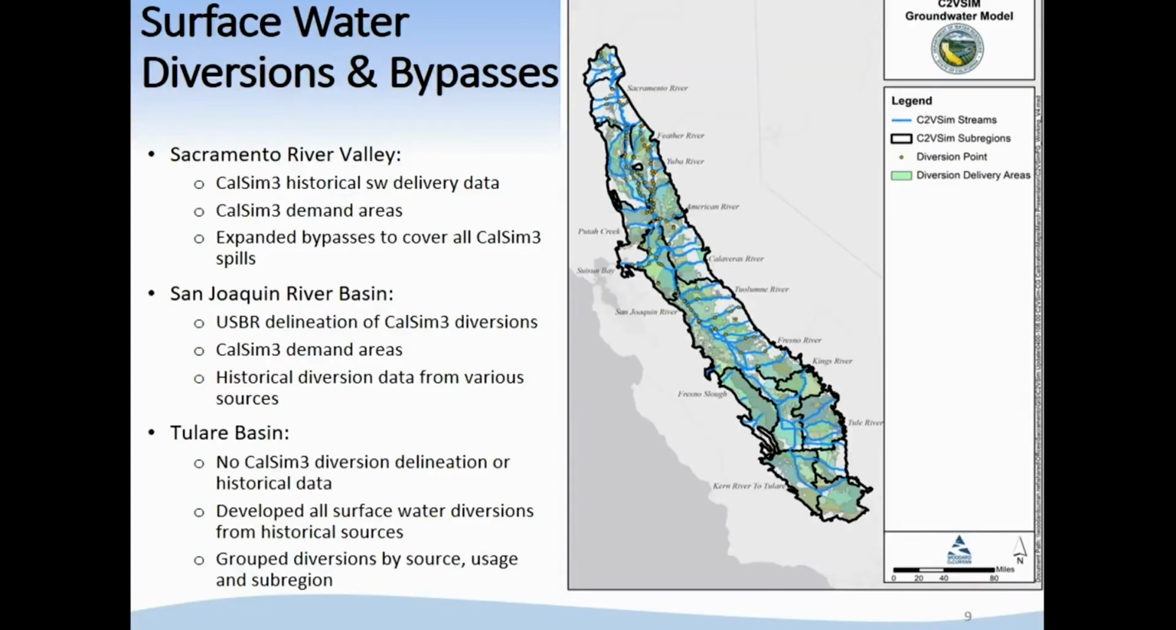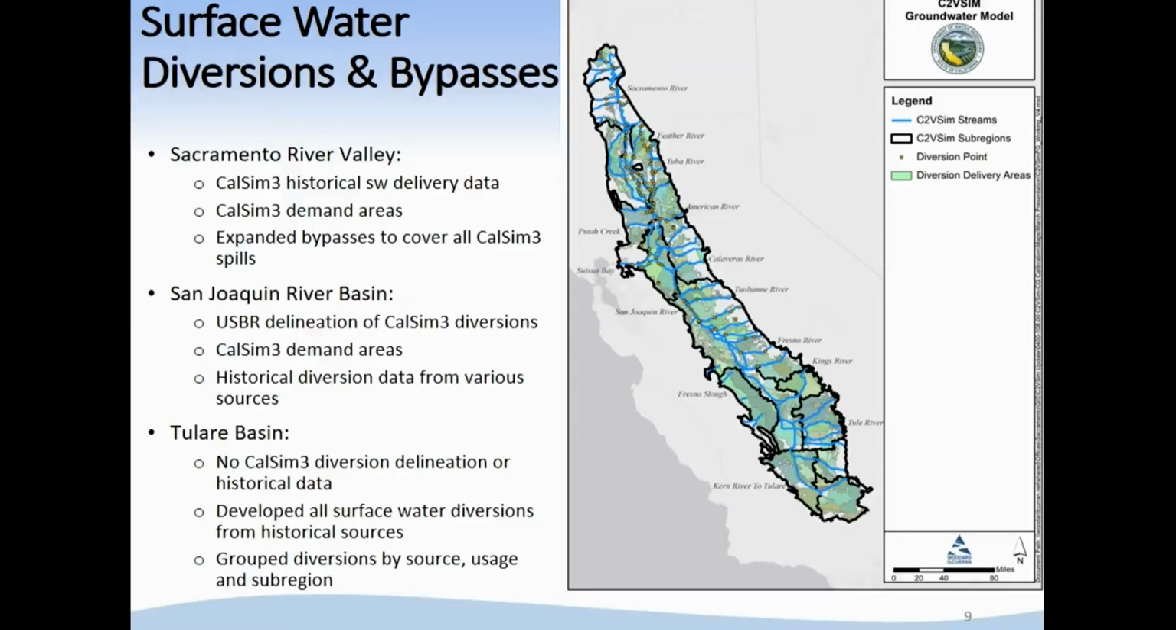Next item is surface water diversions and bypasses. Again, right after me, Charlie and Sarah are going to talk about this in more detail. Basically, the short summary here is, as John mentioned, we tried to match the CalSim 3 demand unit structure in the C2VSim model. In the Sacramento Valley, we pretty much take the historic CalSim 3 data and CalSim 3 demand units, and we map them to C2VSim. Also, pretty much all the spills in the CalSim 3 model are now also represented in C2VSim as well.